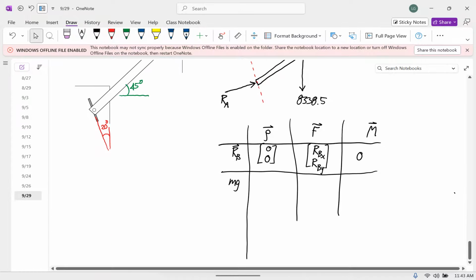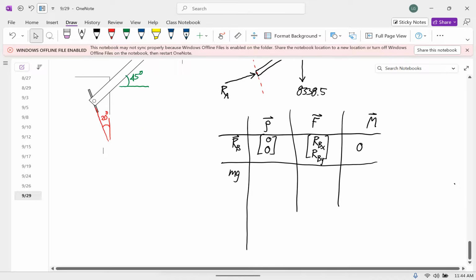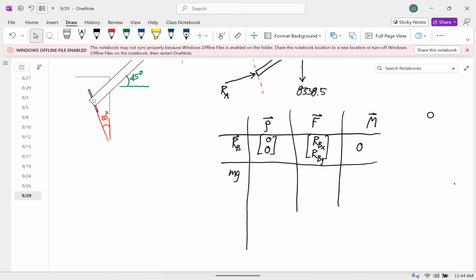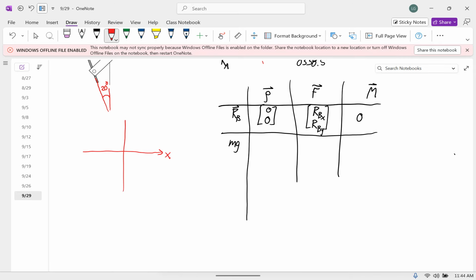Well, this is 45 degrees. So here's your coordinate system. The vector we want is this, where this is 45. And so to go counterclockwise from the x-axis, it would be 90, 180, plus 45, so 225.